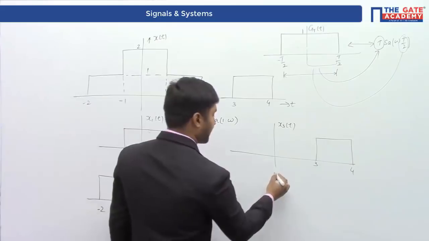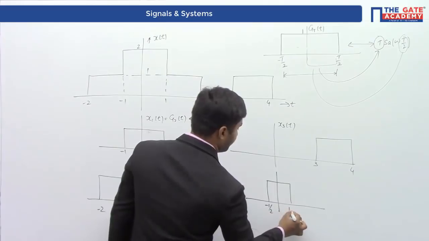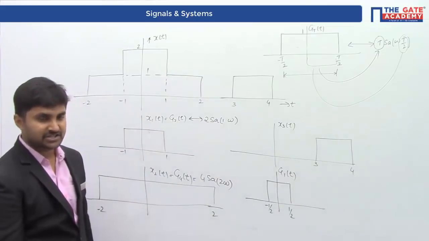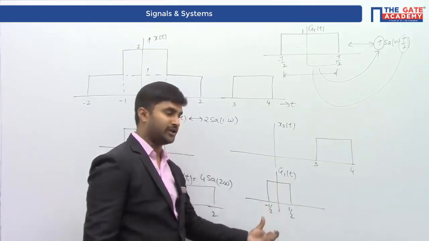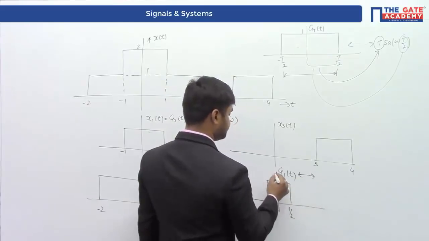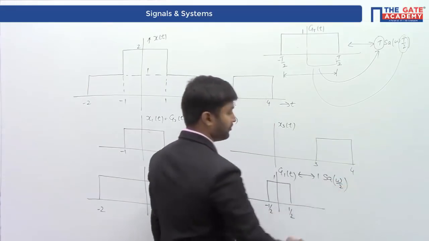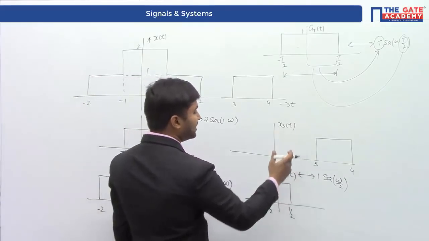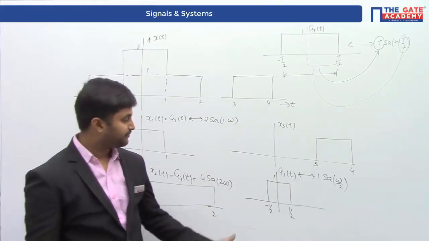x3(t) can be represented in terms of the symmetrical rectangular pulse from −1/2 to 1/2. This is nothing but G1(t). It means that the gate pulse is of duration 1 unit, from −1/2 to 1/2. So G1(t) is going to have a Fourier transform where the area is 1 unit, Sa of half duration is 1/2. Now, what is the relation between G1(t) and x3(t)?